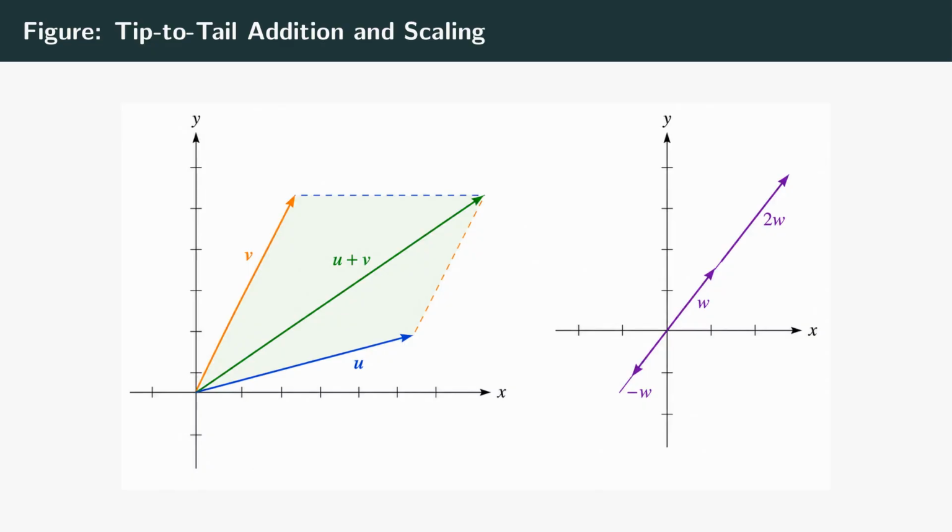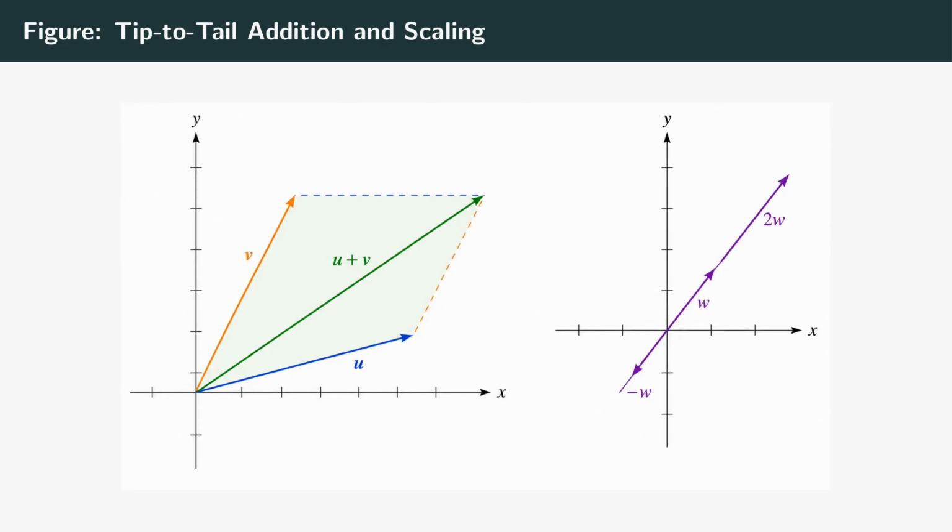Let's see both operations on one canvas. On the left, 2 arrows leave the origin, u pointing right and slightly up, and v pointing up and slightly right. To add them tip to tail, we make a faint copy of v and slide it so its tail rests on the tip of u. The bold arrow from the origin straight to the tip of that copy is the sum u plus v.